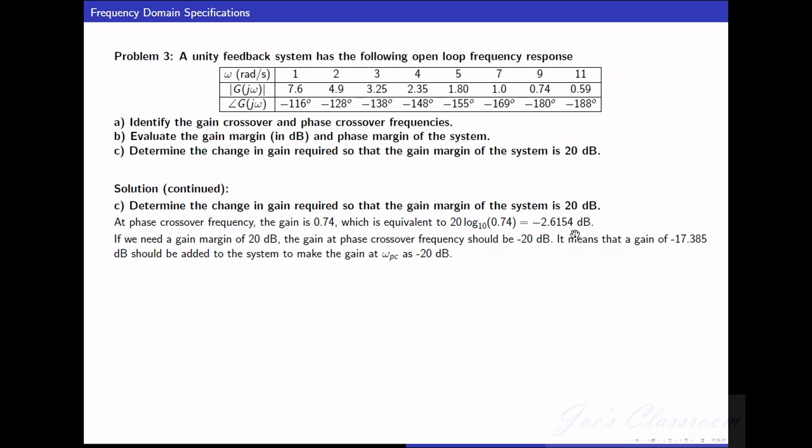So that means the magnitude plot has to be pushed down by minus 17.385 decibels. So that means to this value minus 2.6154, I should add another minus 17.385 decibels. So this is the gain to be added to the system. And this gain is in decibels, but all the gains here are given in actuals. It is better to find out the actual gain, how much the gain has to be changed.